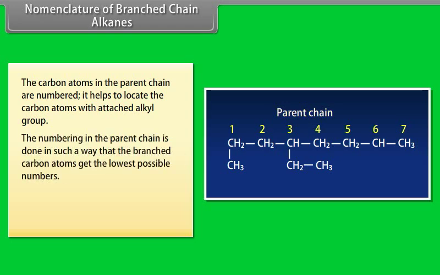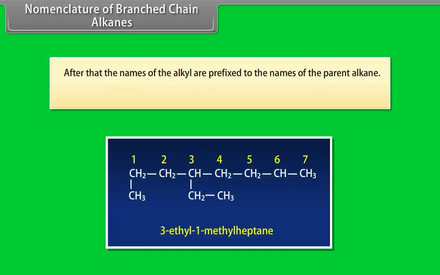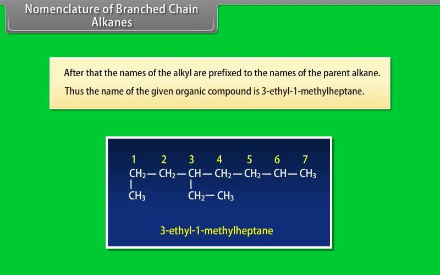The numbering in the parent chain is done in such a way that the branched carbon atom gets the lowest possible number. That means the numbering in the given carbon chain is from left to right. After that, the names of the alkyl groups are prefixed to the name of the parent alkane. Thus, the name of the given organic compound is 3-ethyl 1-methyl heptane.